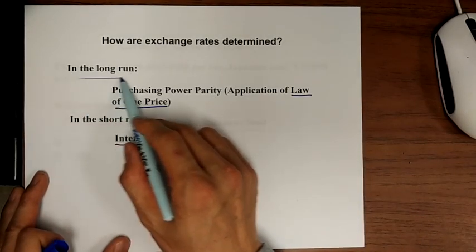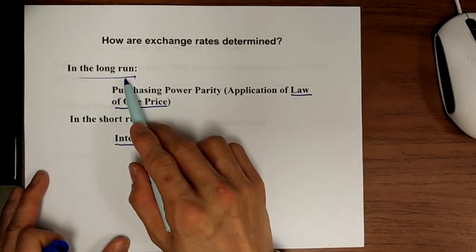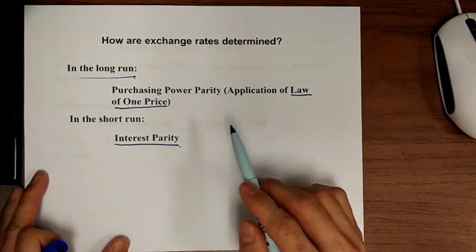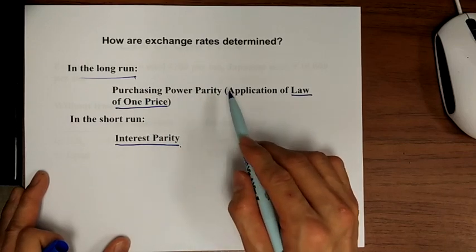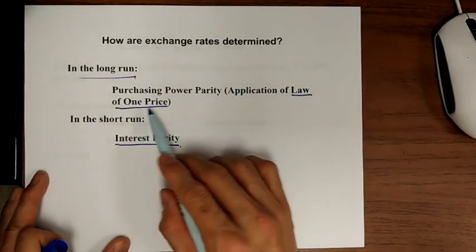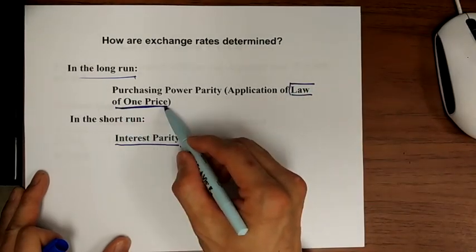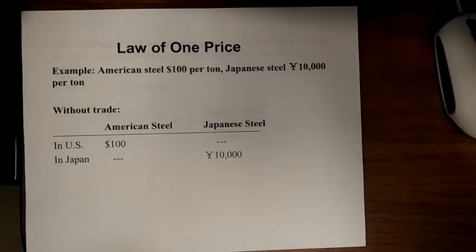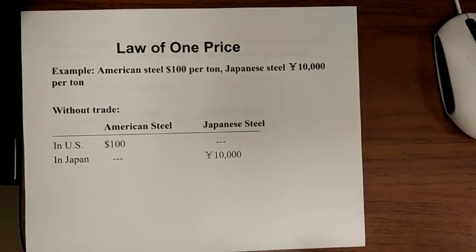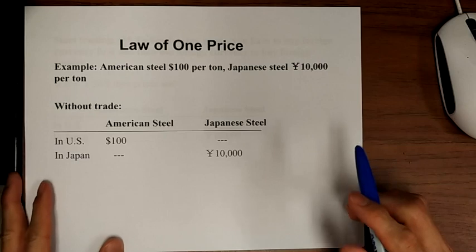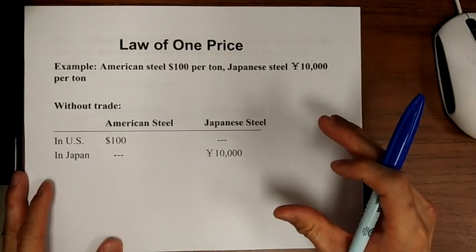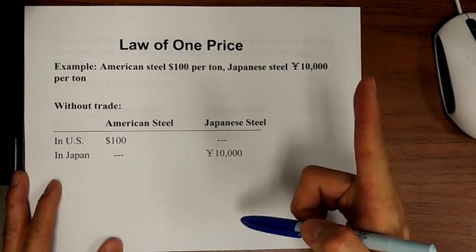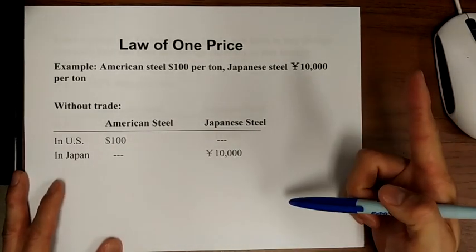So now let's talk about the long run first. In the long run, exchange rate is determined by purchasing power parity. And purchasing power parity is an application of law of one price. So let's talk about law of one price first. So what is law of one price? Law of one price means a good should only have one price, no matter where it is.